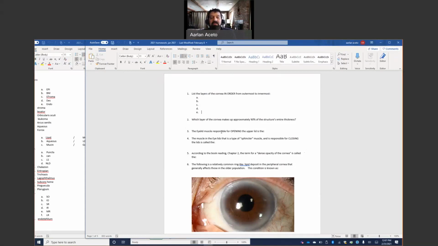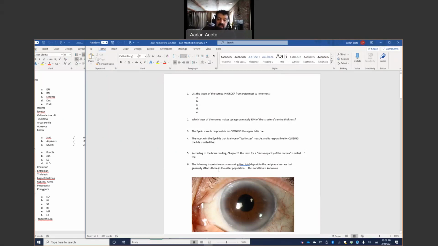According to the book reading, Chapter 2, the term for a dense opacity of the cornea is called the... that's not a term I use too often, but it was in the book. A lot of these books that are written from the CLSA or the National Academy of Opticianry often use definitions from some of the same people that wrote the tests. So in this case, I was looking for leukoma, L-U-K-O-M-A, leukoma. And if you start seeing different words, you can break them up and see the suffix and the prefix and figure those all out.